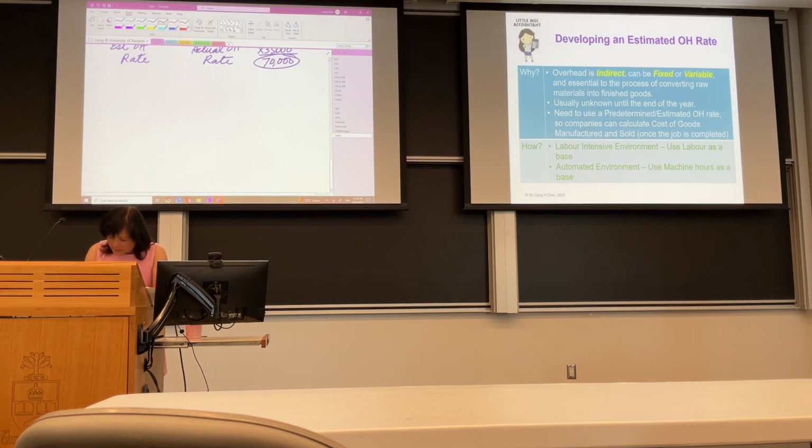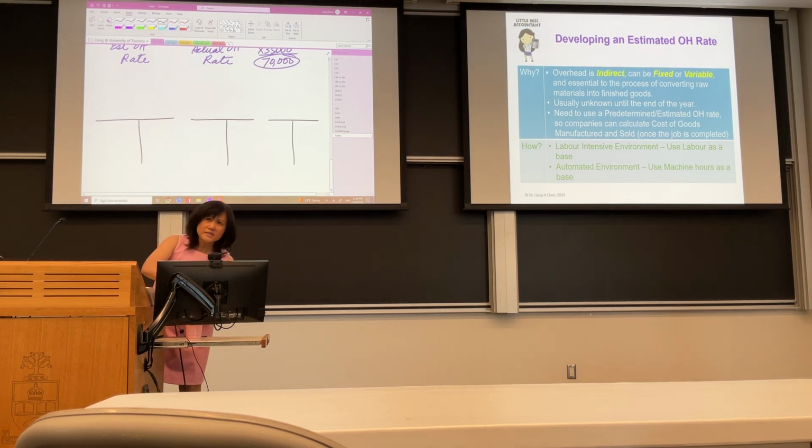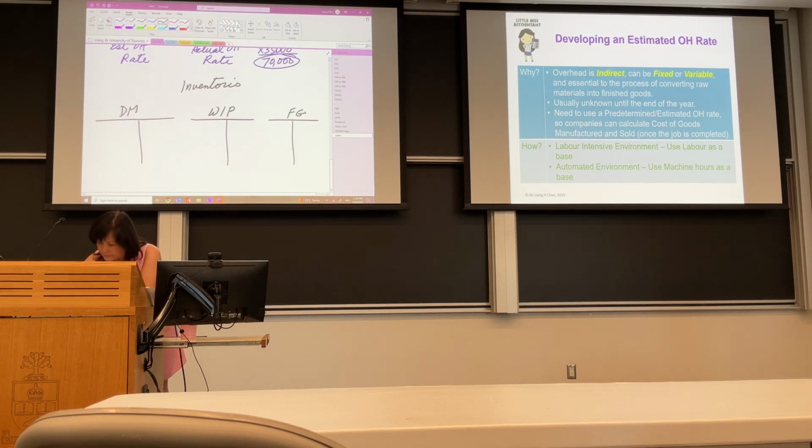We have 3 accounts as inventory. So we have direct material or raw material account, work in process, finished goods. Debit increases, credit decreases.